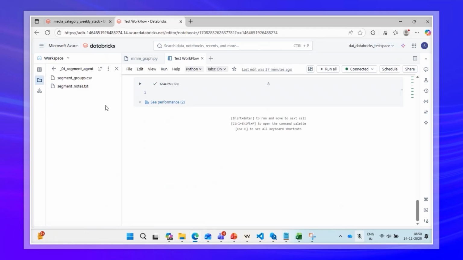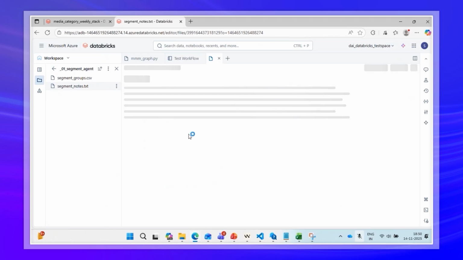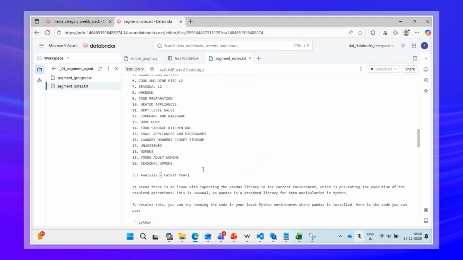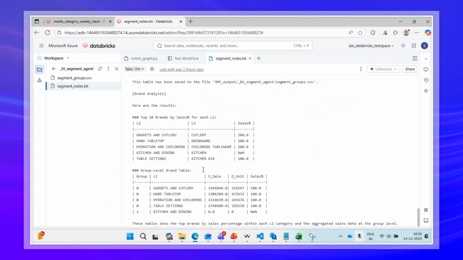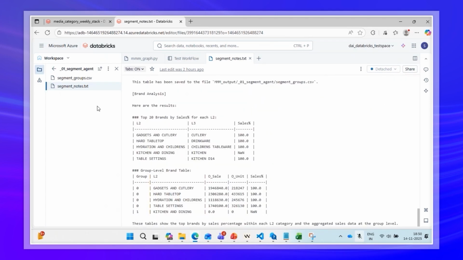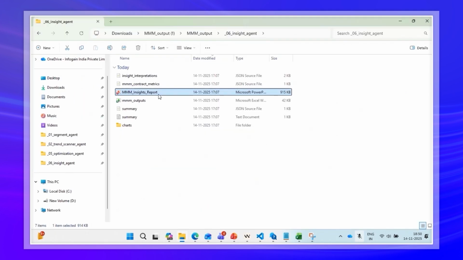Let's observe the solution for the segmentation agent, how it has performed. We can observe the segmentation nodes here. In the segmentation, it captures how it has performed the category level analysis. So these are the categories we are getting, then how it is performing the group level and brand level analysis, and finally how it is suggesting the groups. These are the model groups, and these are the ones for which we should do the modeling.